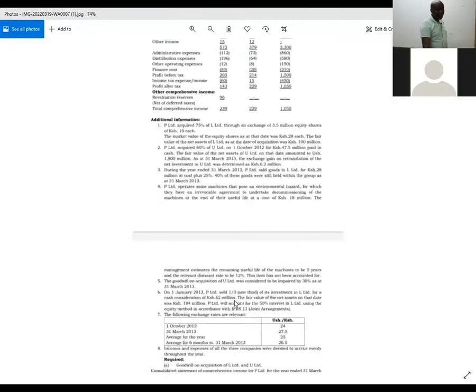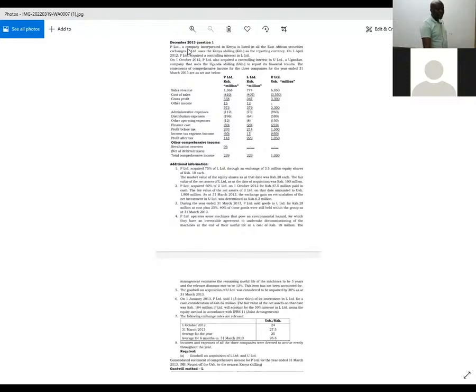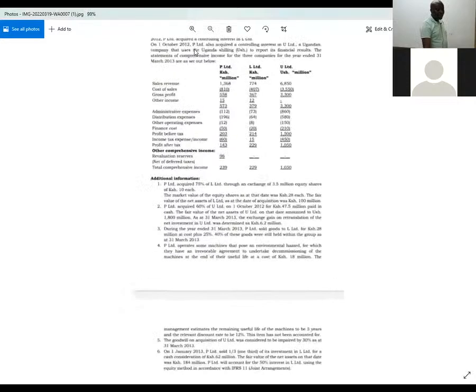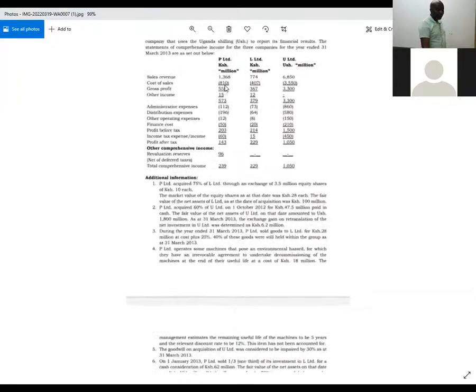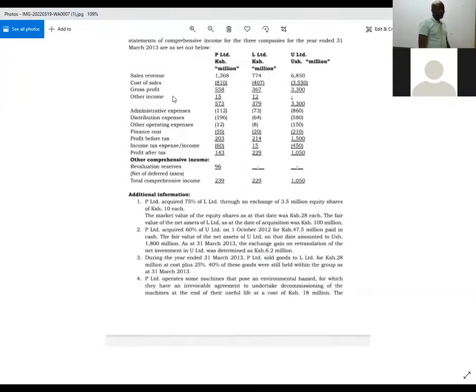So we are told here, ladies and gentlemen, that P Limited, a company, acquired a controlling interest in L Limited on 1st October 2012. P Limited also acquired a controlling interest in U Limited, a Ugandan company that uses Uganda shillings to report its financial results. The statement of comprehensive income for the three companies for the year ended 31st March is given there. They have given us the sales for P, the cost of sales, gross profit, etc.